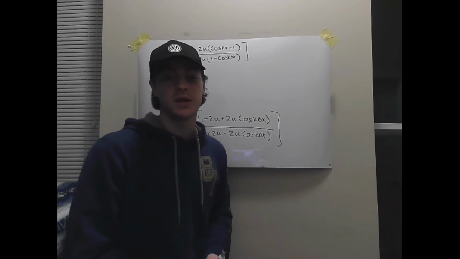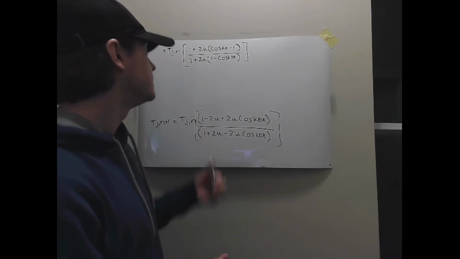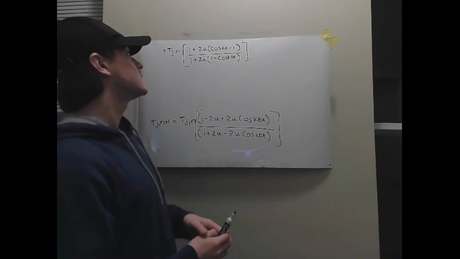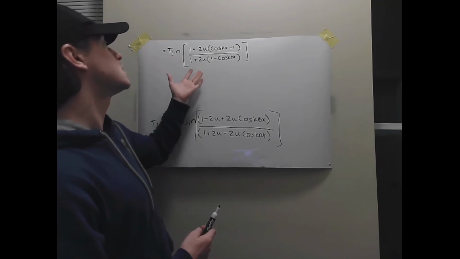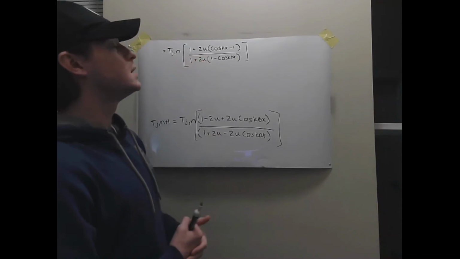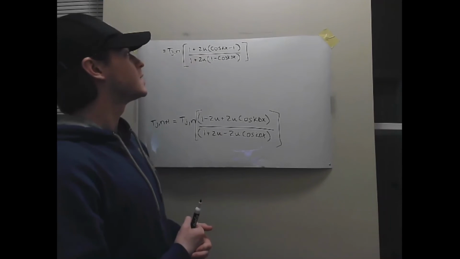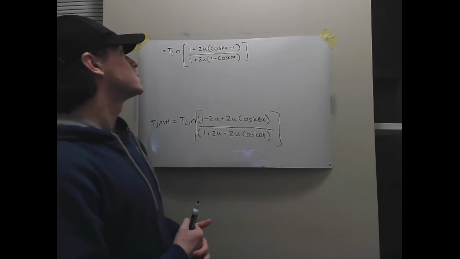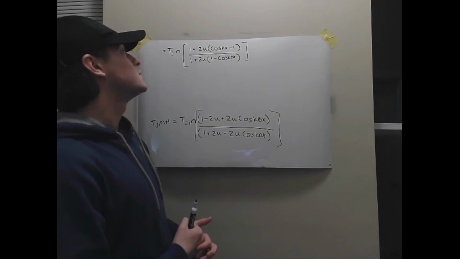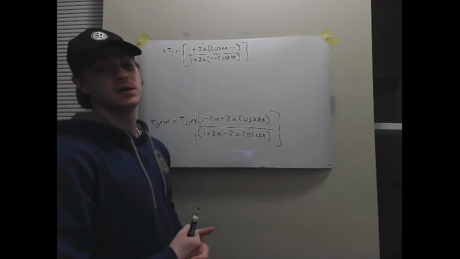So I made a little bit of a sign error when I combined terms. I went ahead and fixed it. So the expression now looks like this. We have 1 plus 2u times cosine of k delta x minus 1 over 1 plus 2u times 1 minus cosine of k delta x.